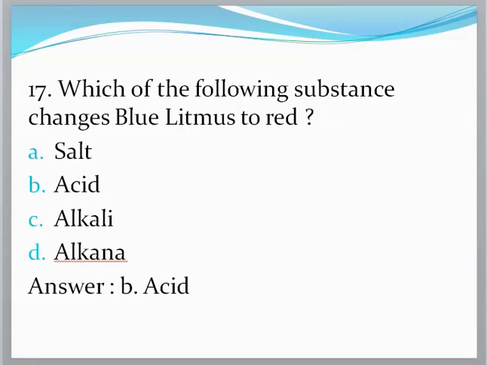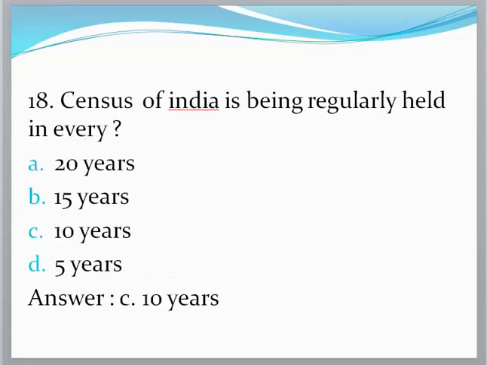Next question. Which of the following substances changes blue litmus to red? A. Salt, B. Acid, C. Alkali, D. Alkane. The correct answer is option B. Acid.